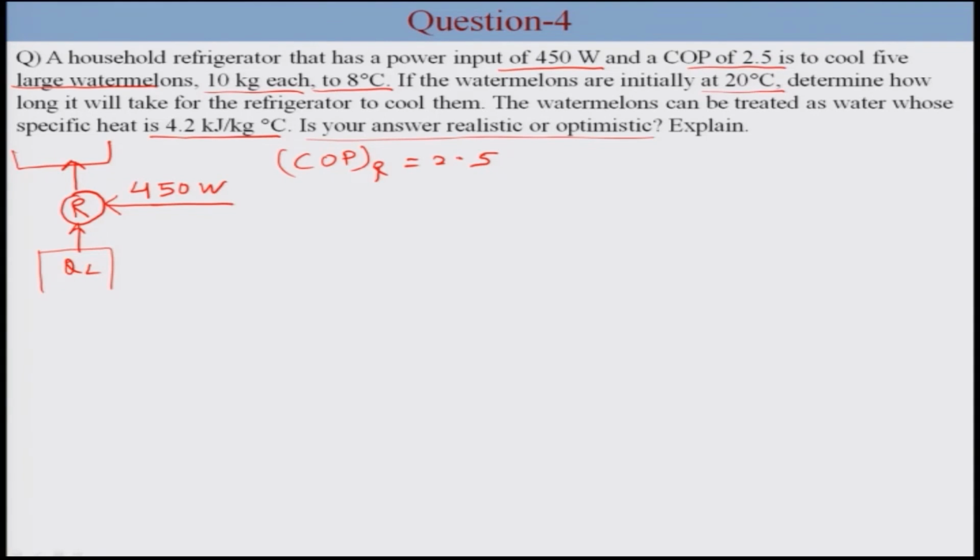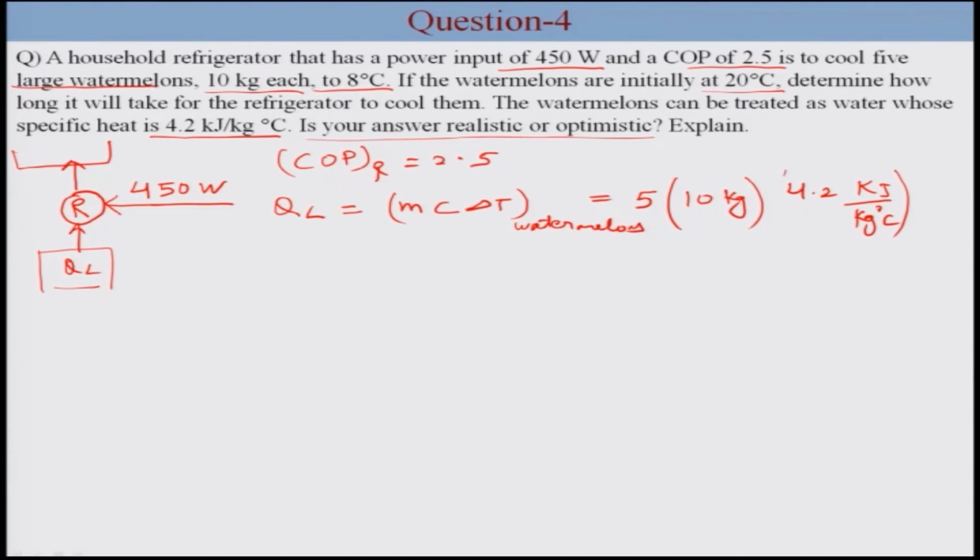We can calculate the total amount of heat which needs to be removed to cool the watermelon. That heat which is to be removed is Q L, and that is equal to m c multiplied by delta T for watermelons. This is equal to, there are 5 watermelons, multiplied by the mass of each, 10 kg, specific heat 4.2 kilojoule per kg degree Celsius, and the temperature difference, since it is cooled from 20 to 8 degrees Celsius, is 20 minus 8. So this Q L is equal to 2520 kilojoule. This is the total amount of heat which needs to be removed.